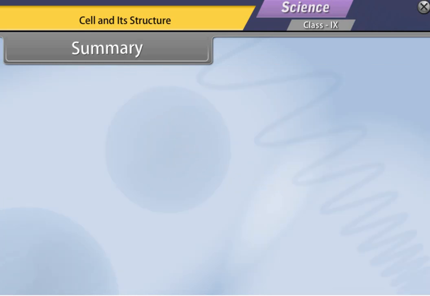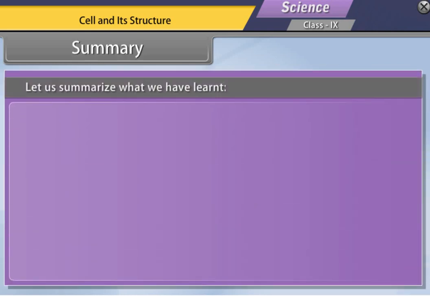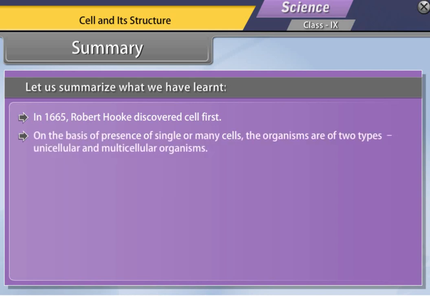Summary. Let us summarize what we have learned. In 1665, Robert Hooke discovered the cell first. On the basis of presence of single or many cells, the organisms are of two types, unicellular and multicellular organisms.